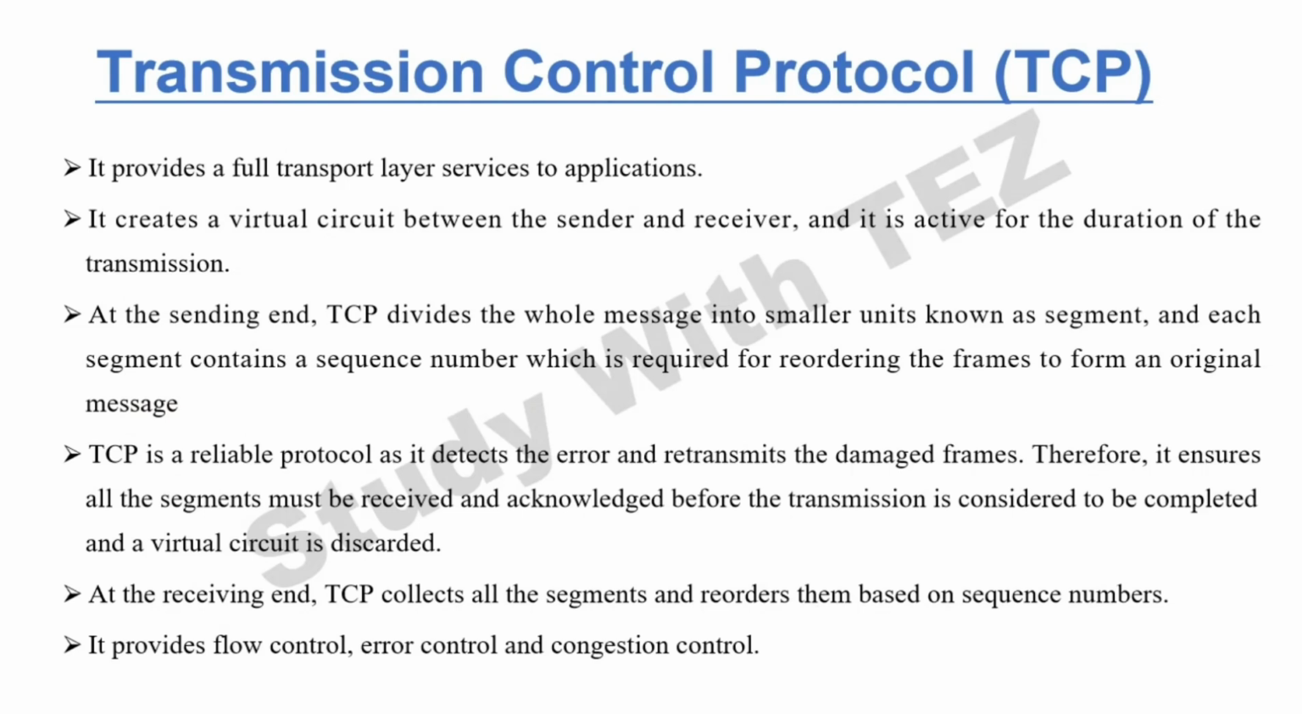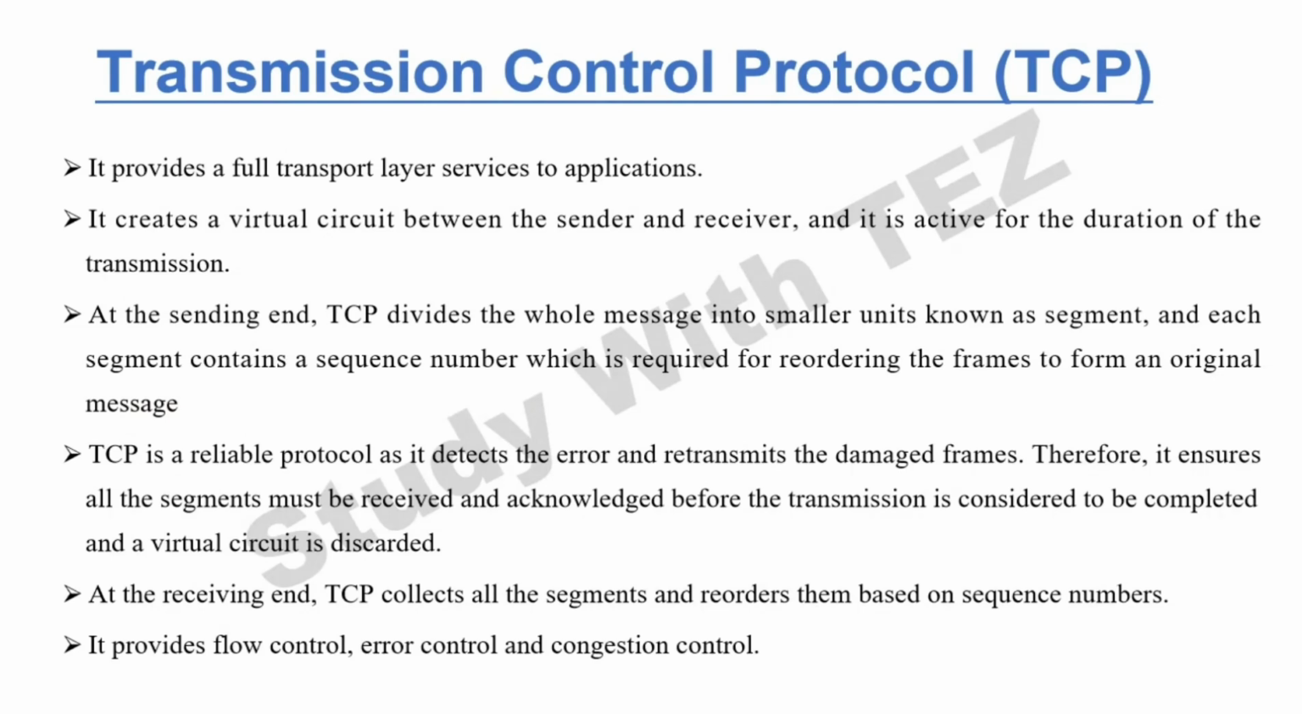At the sending end, TCP will divide the whole message into smaller units known as segments, and each segment contains a sequence number which is required for reordering. Once you send and the segments are not received in order at the receiver end, this sequence number is helpful for reordering.